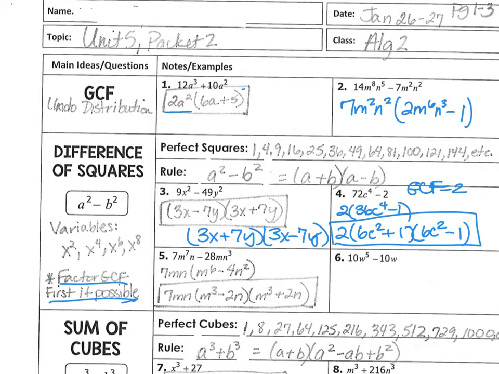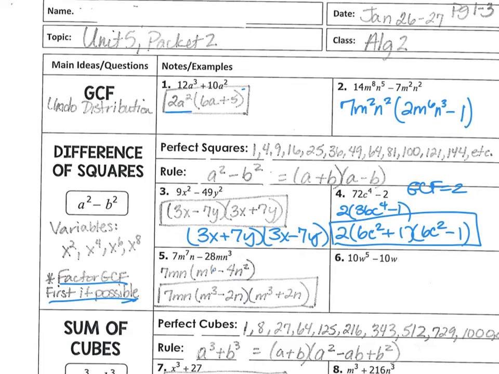All right, now let's look at number 5. Number 5 also had a GCF, so I had to factor it out. And this time it was 7mn. So I have to factor out the number part and the letter part. And I ended up with 7mn times m to the 6 minus 4n squared. Then I look in the parentheses and I see that I have perfect squares separated by a minus, so I can factor again. Once you factor out the GCF, it's just going to stay there in front. And then you're going to split this part up.